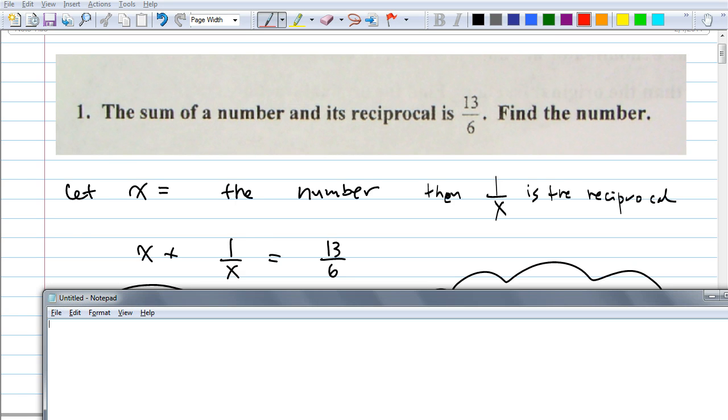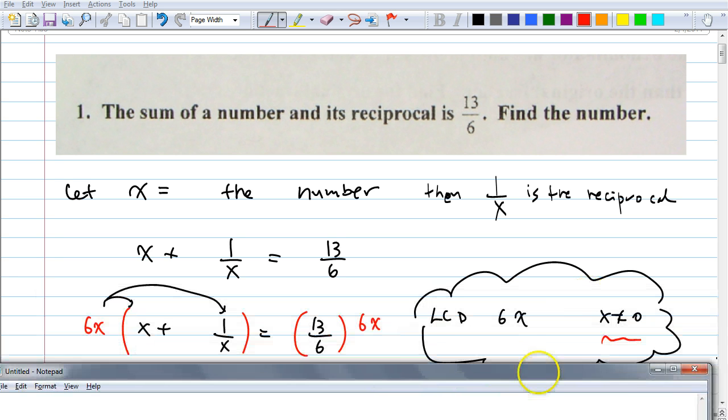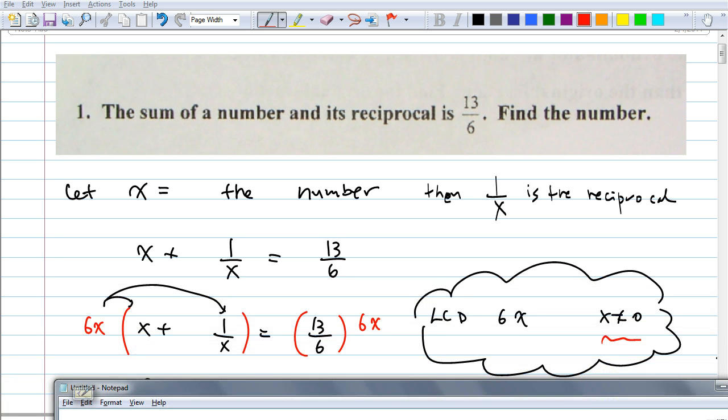You then multiply both sides by the LCD. Now, before I do, I should figure out that I cannot use 0 as my answer, right? So I wrote down my restriction and multiply both sides by the LCD, which is 6x. I'm sure a lot of you have already done this, right? Now that I gave you time. So what does this become then?